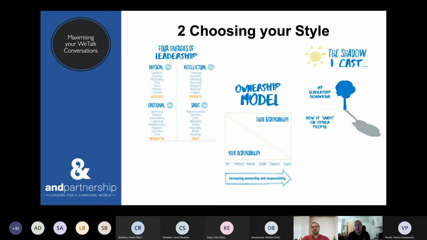And then finally, the shadow I cast. So are you aware of the impact, the unintended impact you can have on people? So that impact felt versus impact intended. If you're not aware of it, how do you get feedback on that so that you can be the best you can be in these conversations?